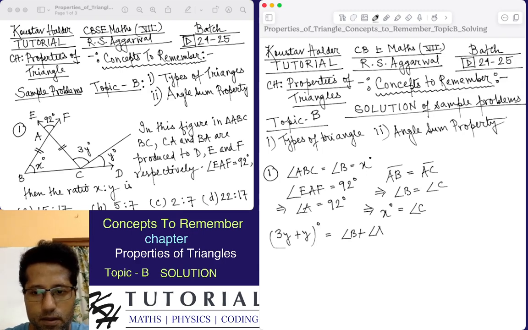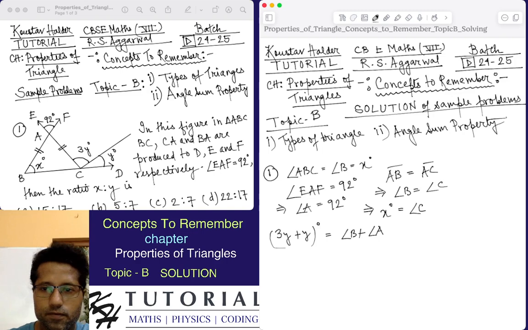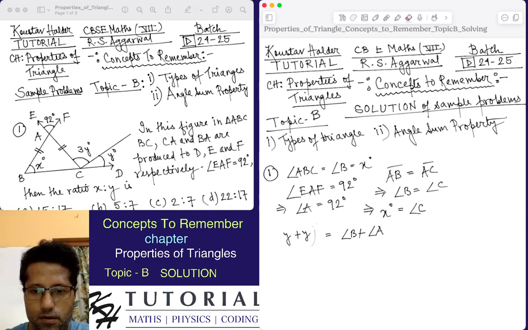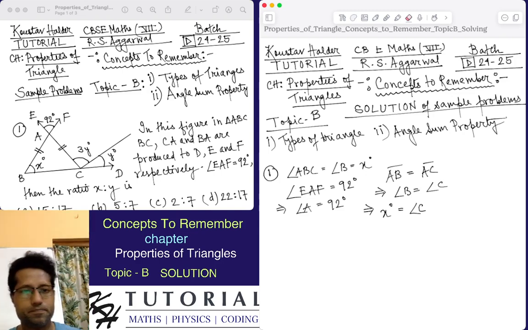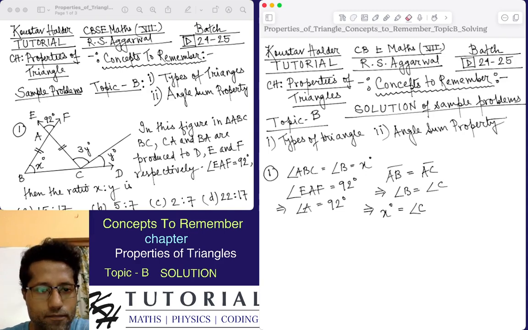So we know that an exterior angle, we have not yet studied the exterior angle concept, so I will not use it. We cannot use the exterior angle concept. You can use it, but this problem was not framed based on the exterior angle property. Okay, so we have this.